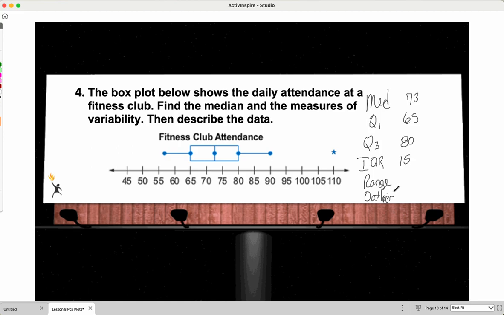I have a range that's actually much, much longer than I originally marked. I have from, I'd say, 56 all the way up to 110. So I have a range of 54. And then finally we have an outlier out here at 110. That was a crazy busy day at this health club. I can find all that information.